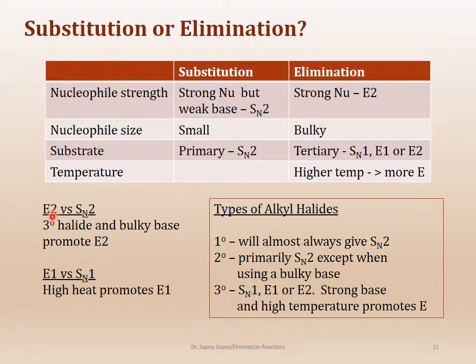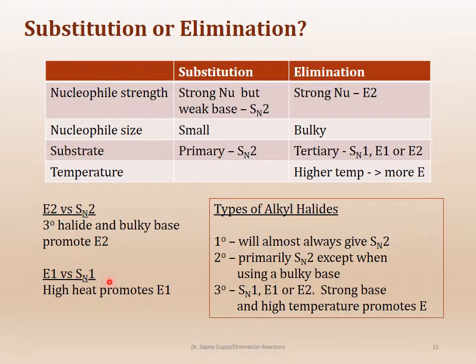So substitution versus elimination, second order. For second order, you need to have a tertiary halide that will give you more of an E2. Remember, for an SN2 reaction, you need to have a primary halide. But if you want to get an E2, then you're better off with a tertiary halide and a bulky base, because then your electrophile is not easy to access. And if the electrophile is not easy to access for the nucleophile, then it will go for the proton. So a tertiary halide and a bulky base gives you E2.